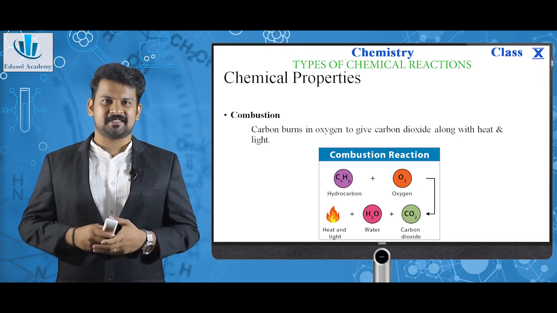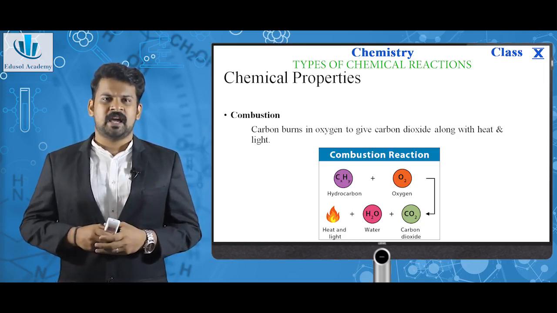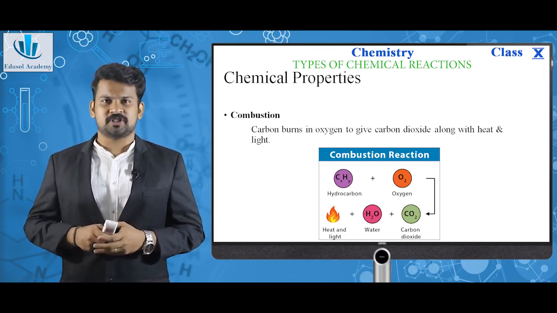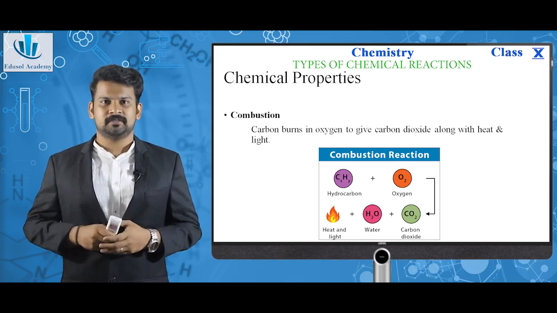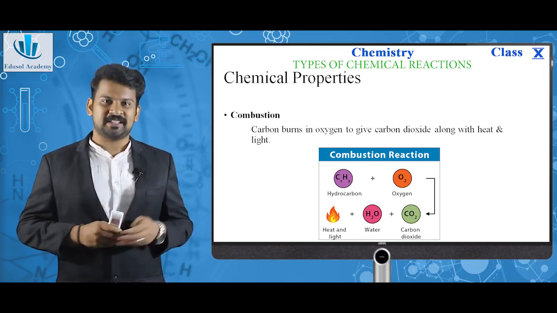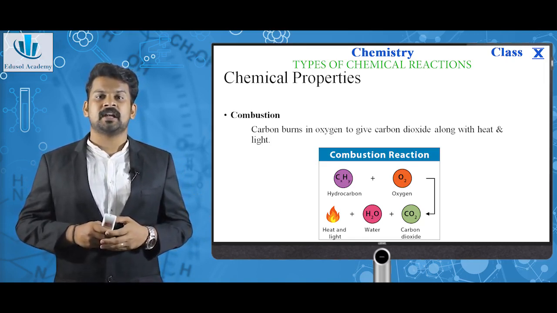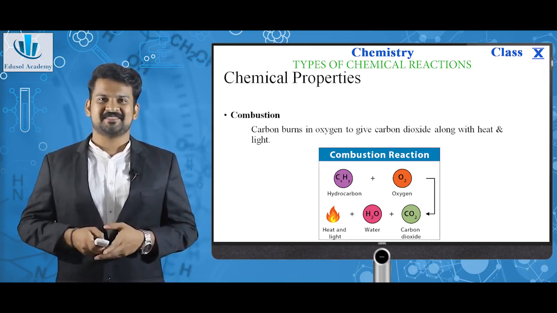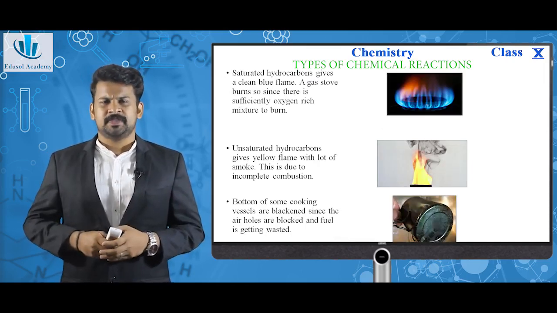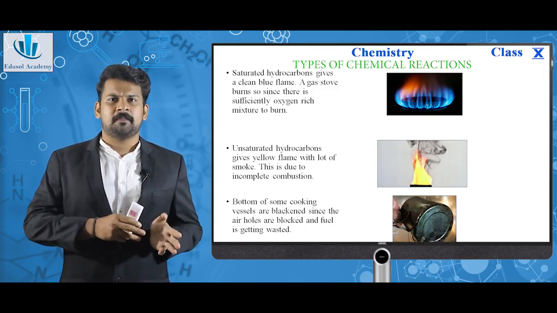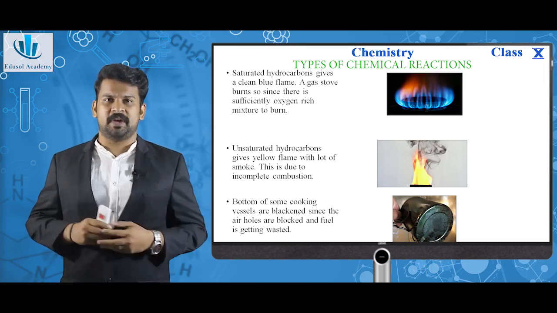Now, chemical properties. The main chemical property is combustion. As we all know, carbon burns in oxygen to give carbon dioxide along with a lot of heat and energy. A simple combustion reaction is shown here. Hydrocarbon plus oxygen giving carbon dioxide, water and heat and light. The peculiarity of combustion is that saturated hydrocarbons and unsaturated hydrocarbons combust in 2 different ways.